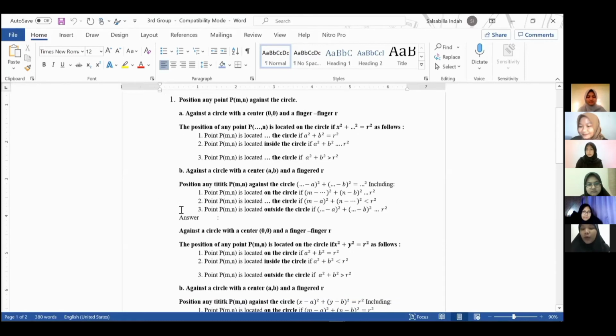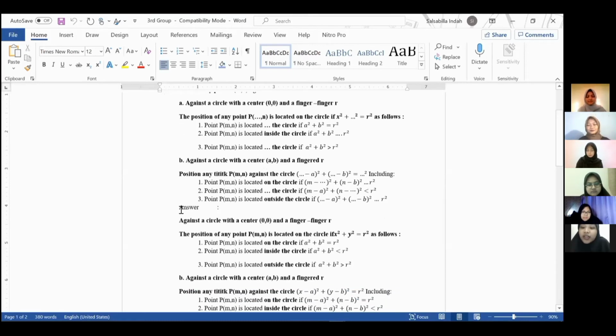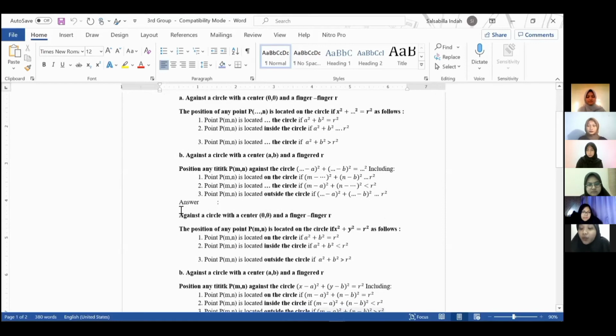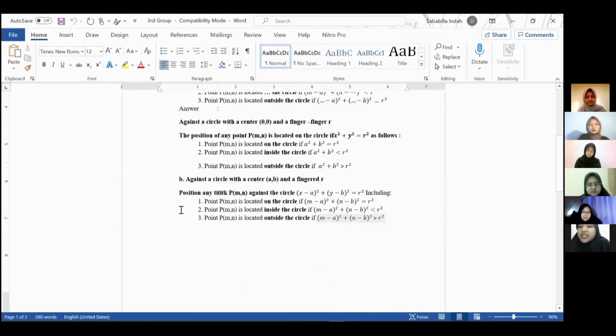Number 1, point P(m, n) is located on the circle if m squared plus n squared equals r squared. Number 2, point P(m, n) is located inside the circle if m squared plus n squared is less than r squared. Number 3, point P(m, n) is located outside the circle if m squared plus n squared is greater than r squared. And B, against a circle with a center of (a, b) and radius r.